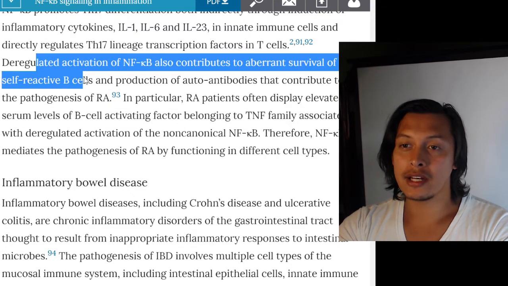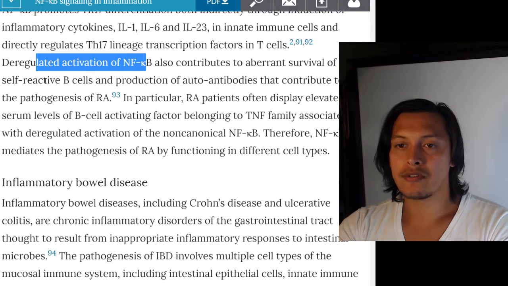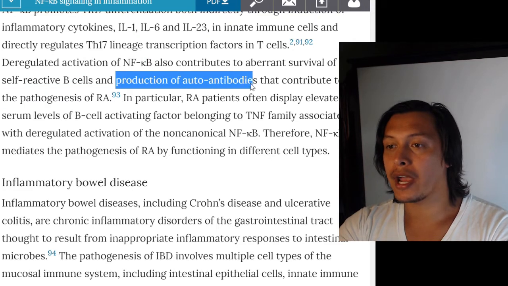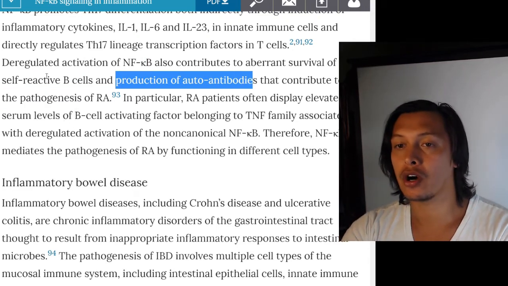So deregulated activation of nuclear factor kappa B also contributes to aberrant survival of self-reactive B cells and production of autoantibodies that contribute to the pathogenesis of rheumatoid arthritis.